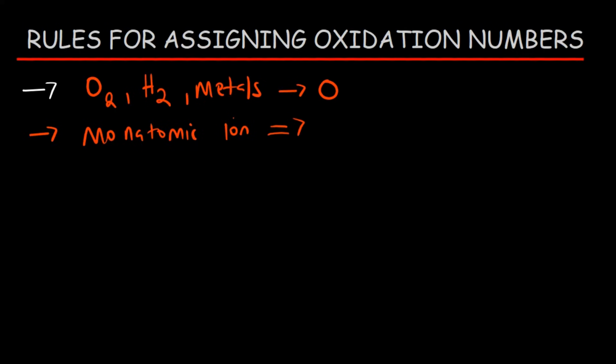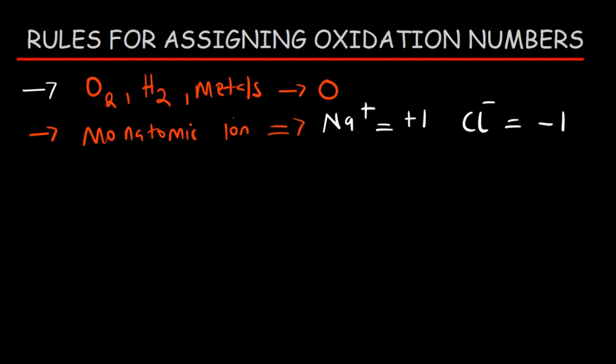So for example, let's say I've got sodium plus. In this case, its oxidation number is just going to be plus 1. If I have chlorine, you know that chlorine usually has a negative there, so its oxidation number is just going to be minus 1.